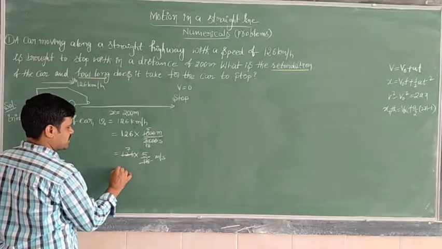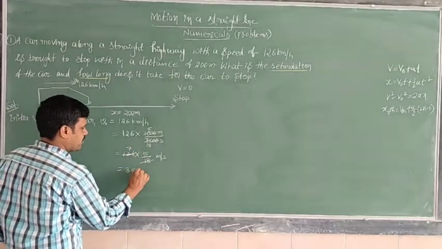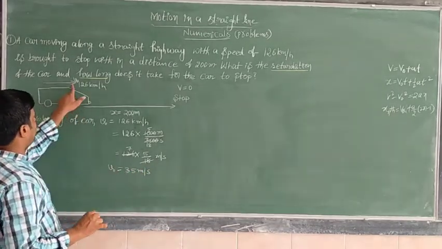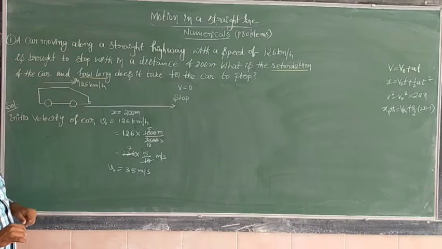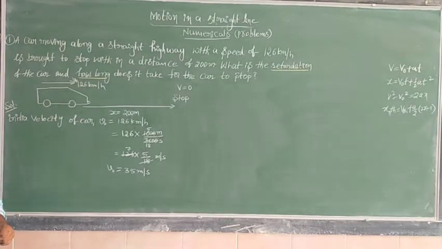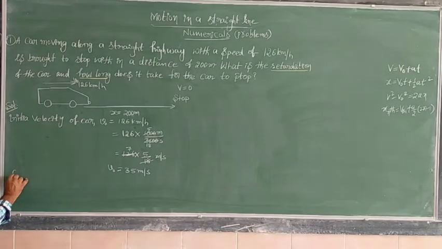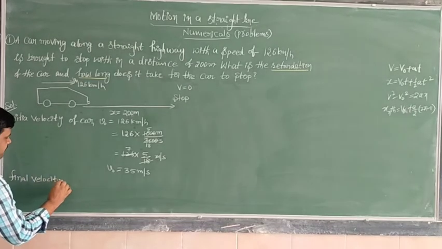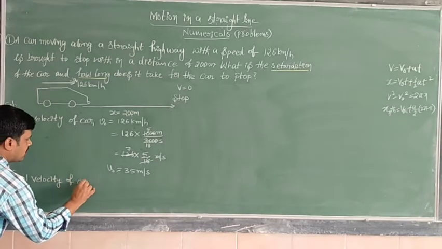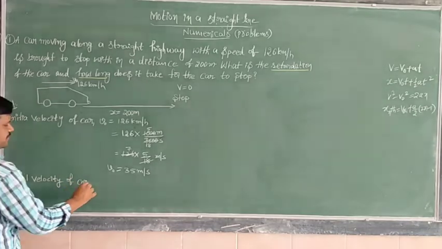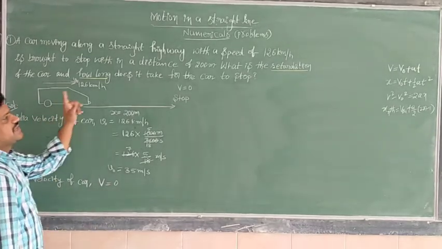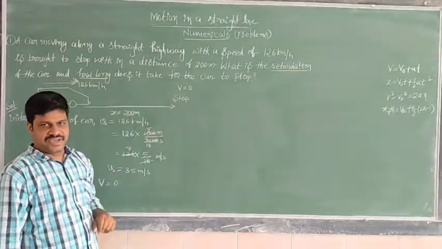7 fives are how much? That is 35 meter per second. So what is the initial velocity of the car? Initial velocity of the car is 35 meter per second. Next one, final velocity of the car. What is the final velocity of the car? The final velocity of the car v is equal to 0. Why? Because finally the car is coming to rest.